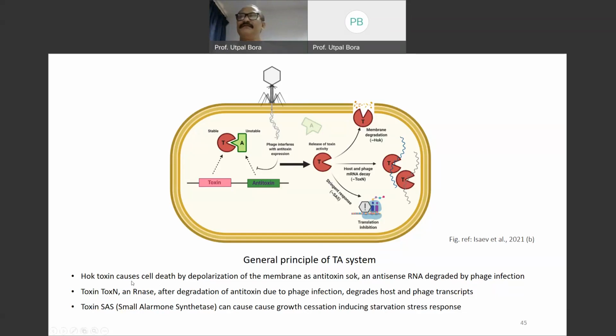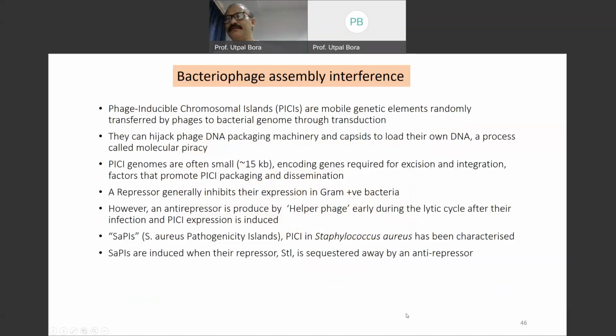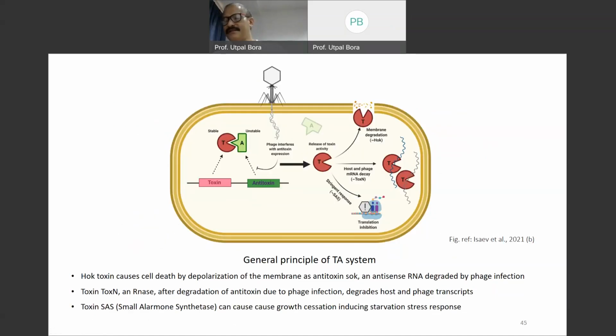So here, Hok toxin causes cell death by depolarization of the membrane, as antitoxin Sok antisense RNA is degraded by the phage infection. Toxin RNases, after degradation of antitoxin due to phage infection, degrade host and phage transcripts, so there will not be any translation further. Toxin SAS, small alarmone synthetase, can cause growth cessation, including starvation stress response.